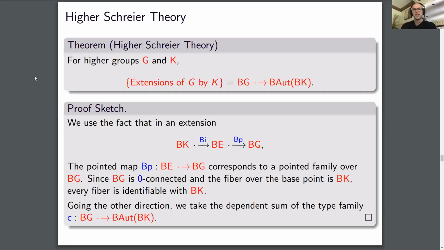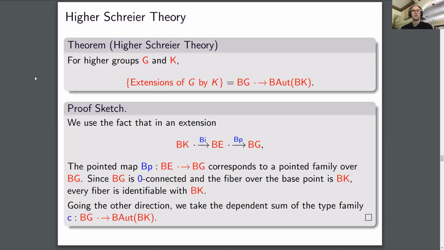So the way this proof would actually go is you do a bunch of shuffling using lemmas in this big dependent sum, and you don't actually build the quasi-isomorphism back and forth. But if you extract from that what you get at the end, it will look like this. So if we have such an extension here, the pointed map BP corresponds to a pointed family over BG. But BG is zero connected. So all the fibers, and the fiber over the base point is equivalent to BK by assumption. So every fiber is identifiable with BK. And so it lands in B-Aut-BK.